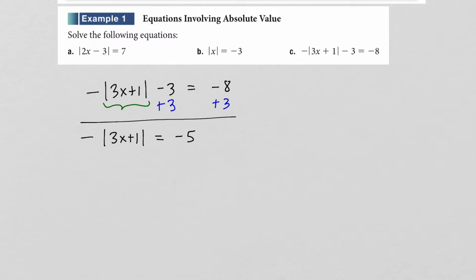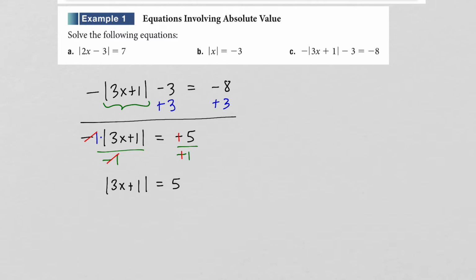Now you have to pause for a minute here because in the last problem we said that it was impossible for an absolute value to equal a negative number. However, in this problem you'll notice we have a negative sign in front of our absolute value. That's actually the number negative 1 multiplied by the absolute value. So I'm going to divide both sides by negative 1. And this will cancel the negative 1 here and cancel the negatives here. And that will leave us with the absolute value of 3x plus 1 is equal to positive 5.